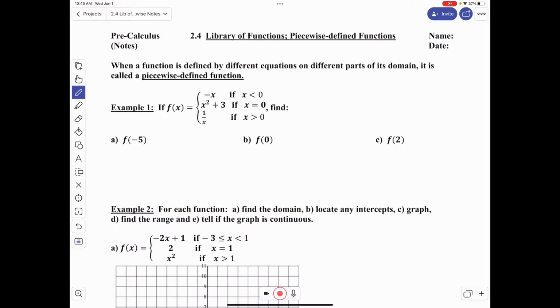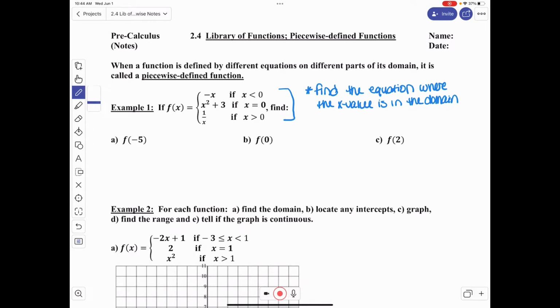So what you are going to do is find the equation where the x value is in the domain. Now remember, your domain is your x values. So you are looking right here on this side. So that's where the x values are defined.